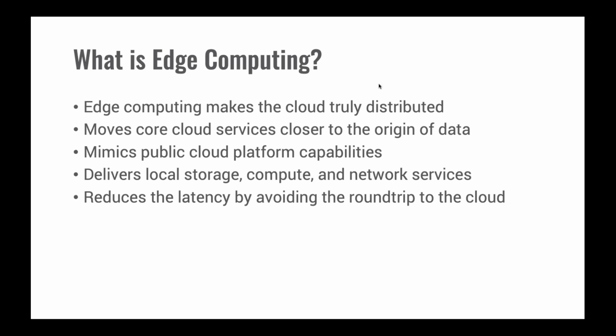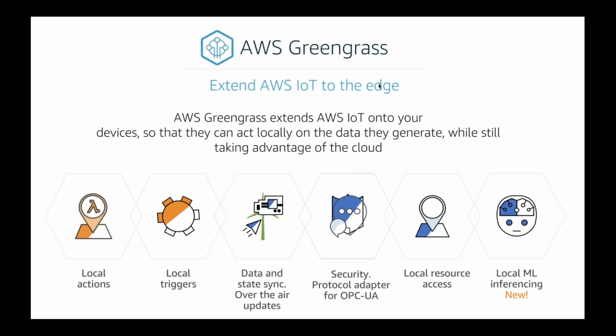And not only the APIs, but even certain compute, storage, and stream analytics databases are also brought down to the edge, which are highly compatible with their cloud counterparts. It reduces the latency by avoiding the round trip. So the edge acts as a filter, as the middleware, sitting right in between the devices and the public cloud. So what is AWS Greengrass?